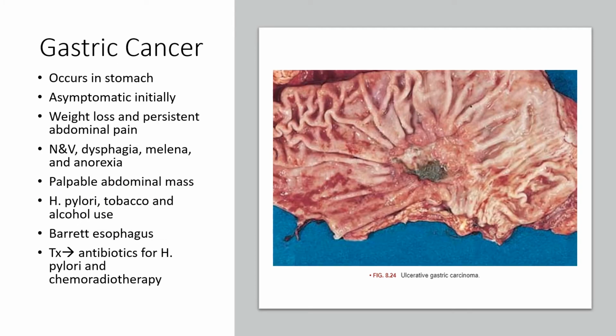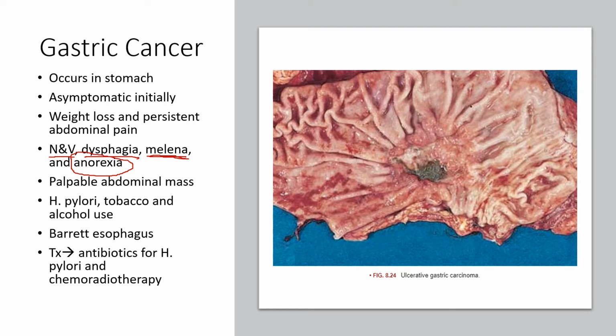Gastric cancer usually occurs in the stomach. And again, just like the other pathologies that we talked about, gastric cancer is usually initially asymptomatic. As the cancer progresses and metastasizes and gets larger, then the patient may experience weight loss and persistent abdominal pain. And again, very similar to gastritis, we're going to see nausea and vomiting. We're going to see difficulty swallowing. We're going to see melena, those dark tarry stools, and we're going to actually see anorexia, so the body mass index dropping below 18.5. That is very alarming if we see a BMI drop below 18.5.